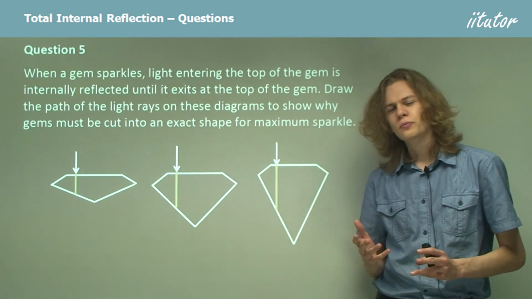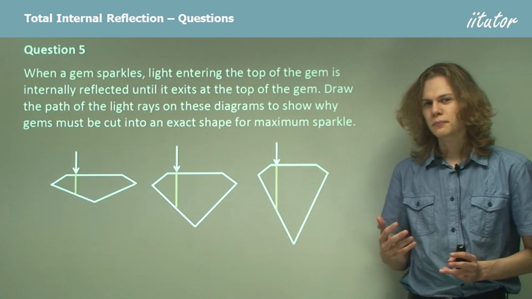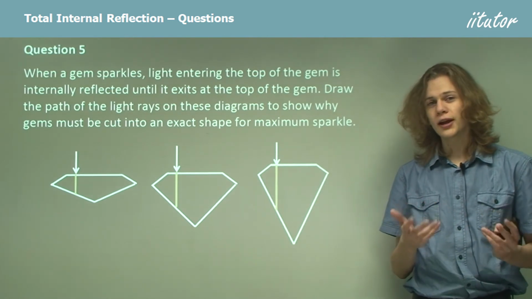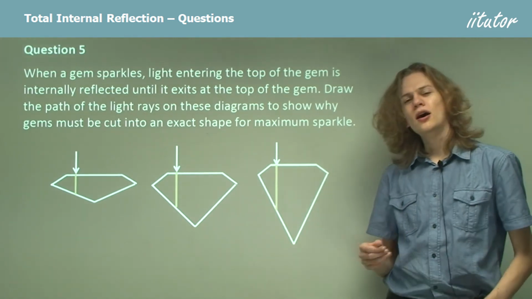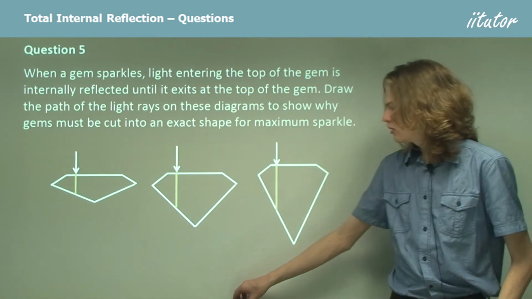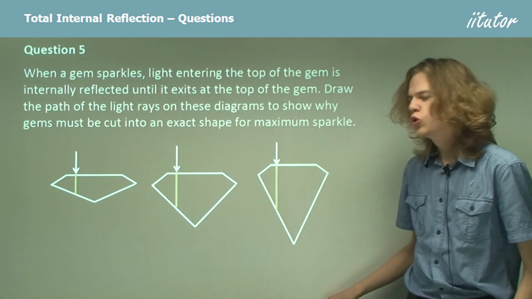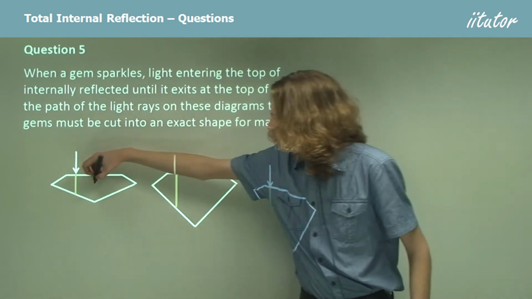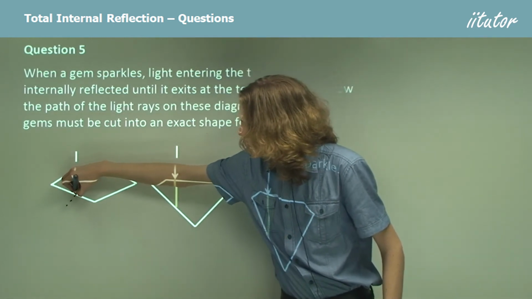What we need to do is figure out what's going to happen. Will there be total internal reflection? Or will some of the light pass out of the gem? Well, let's take a look at some of the angles involved by drawing the normal on. The normal to the bottom of this gem will look something like this.